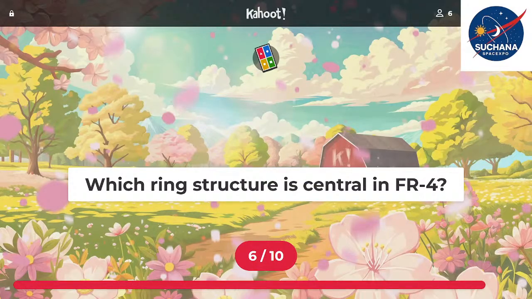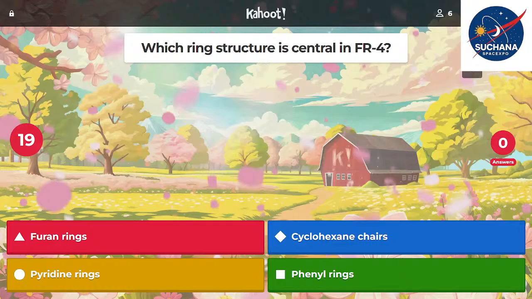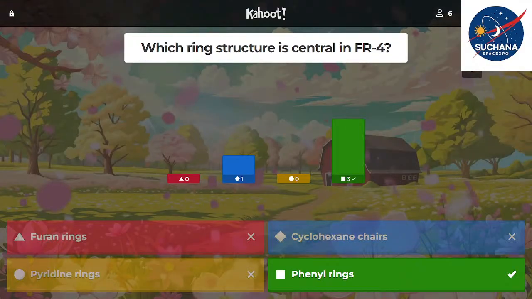Which ring structure is central in FR4? A. Furan rings, B. Cyclohexane chairs, C. Pyridine ring, D. Phenyl rings. Option D is correct.